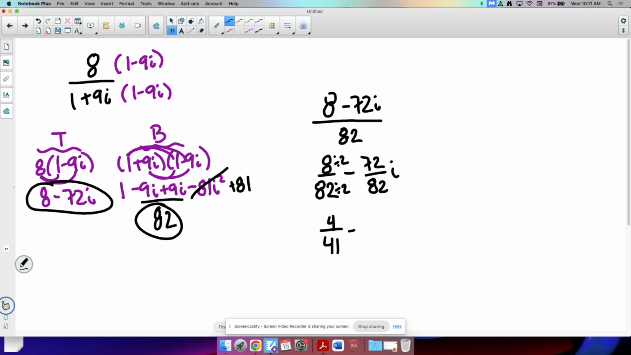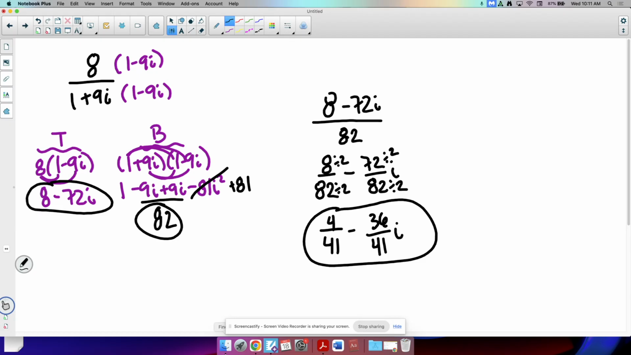You do the same thing with the 72. So 72, is that divisible by 2? Yeah. We can start out and divide both of these by 2 again, 72 divided by 2, 82 divided by 2. Nothing goes into 36 and 41, so you just know you're done right there. So the splitting is really just acknowledging you have your real portion and you have your imaginary portion, and you can reduce your fractions to kind of finish it out.